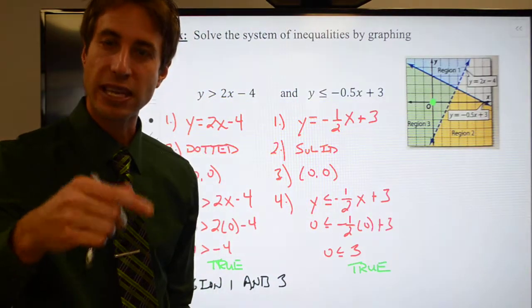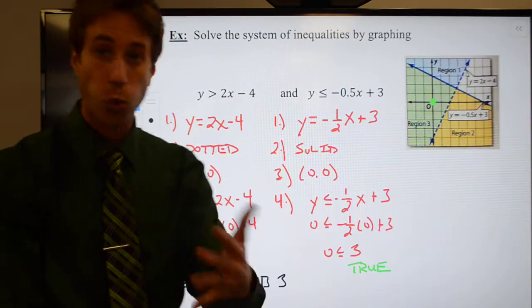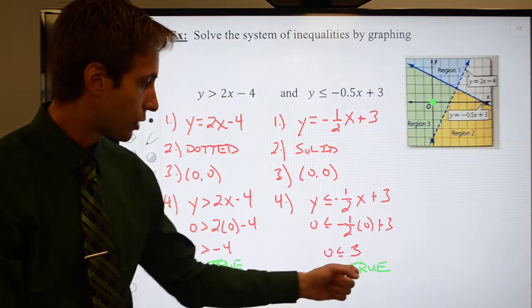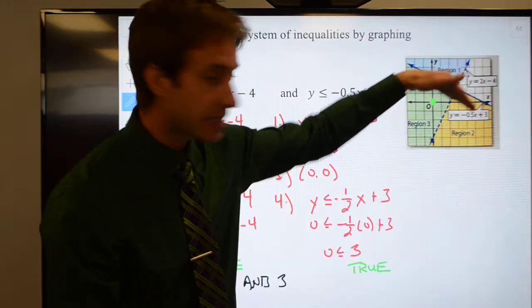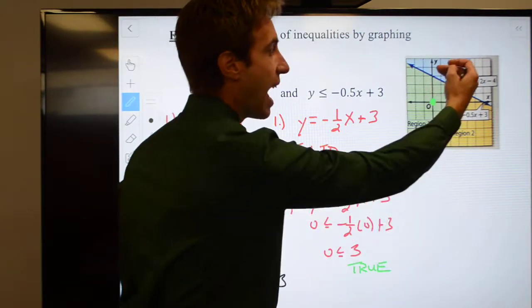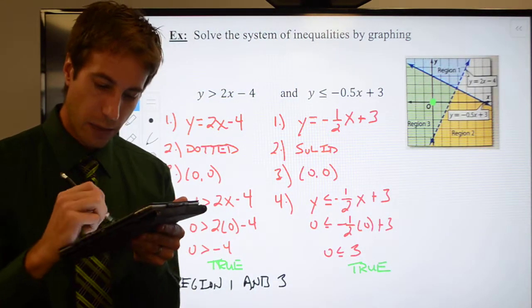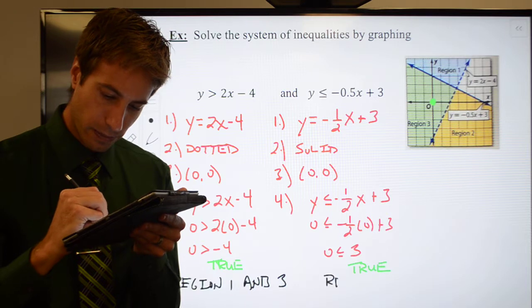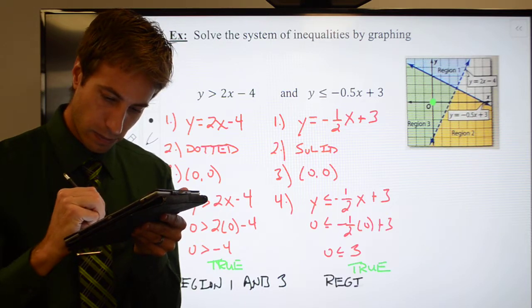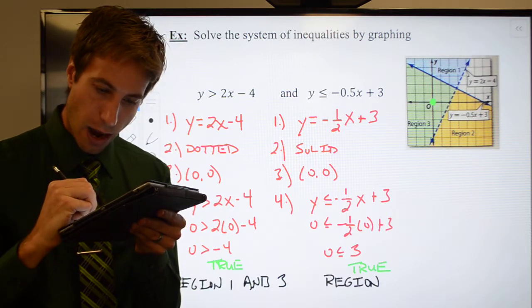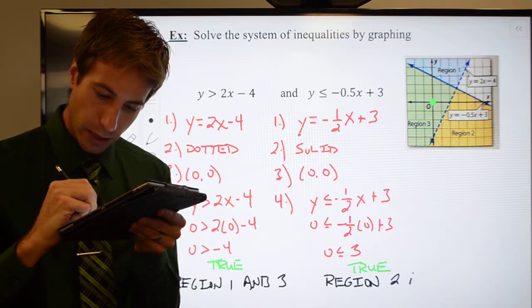Since my test point gave me a true statement, where do I shade? Well, it's true, so I would shade the test point side. That's going to be everything below that solid line. Turns out that is the region 2 and 3.